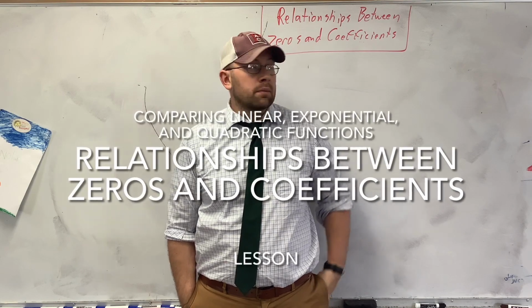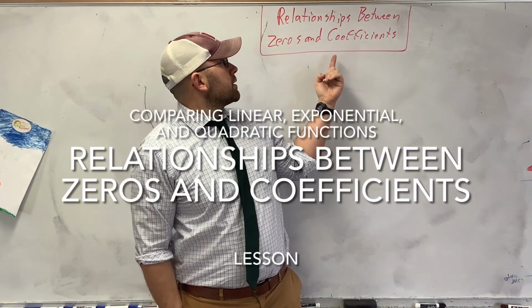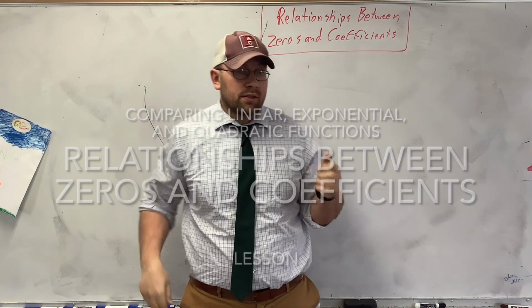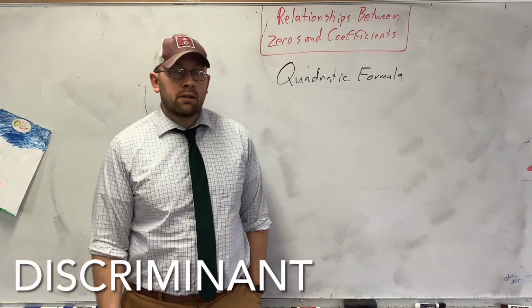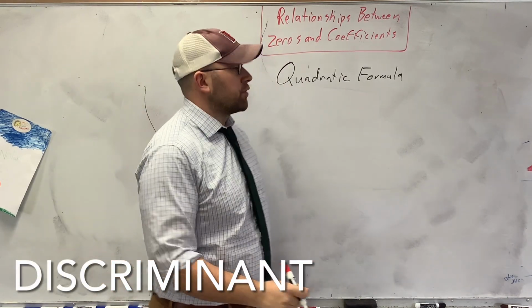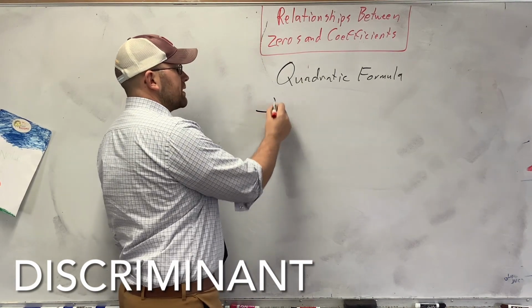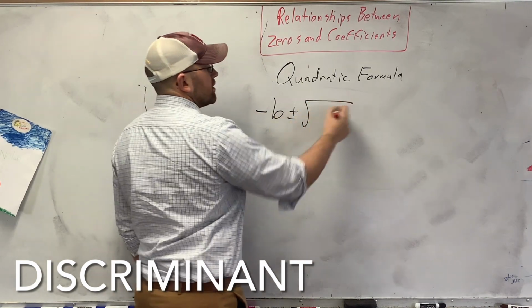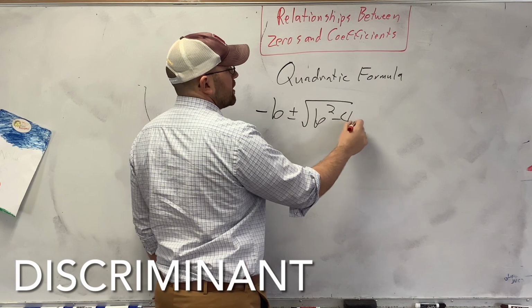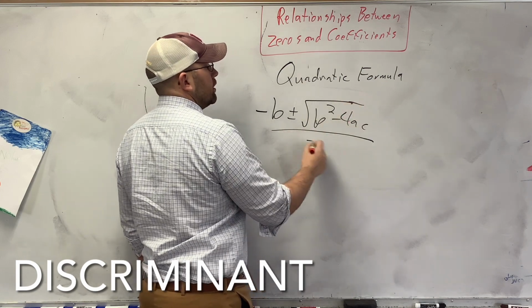Hello, today we're going to talk about relationships between zeros and coefficients. All right, the first thing we're going to talk about is a part of the quadratic formula. The quadratic formula is negative b plus or minus the square root of b squared minus 4ac, all over 2a.